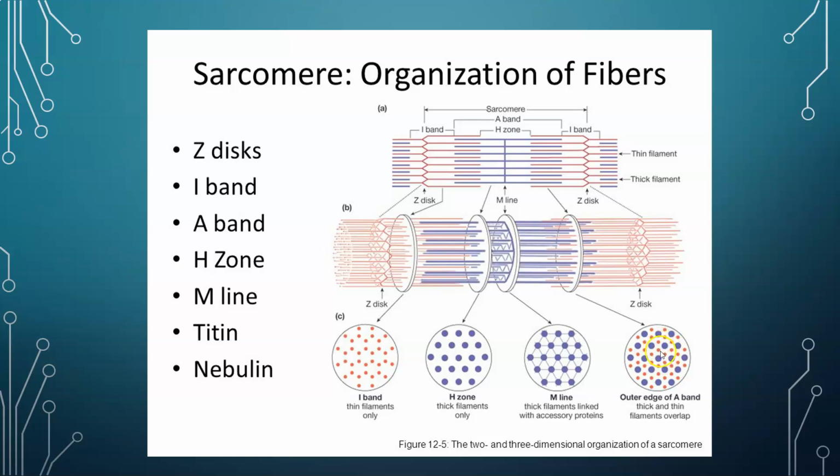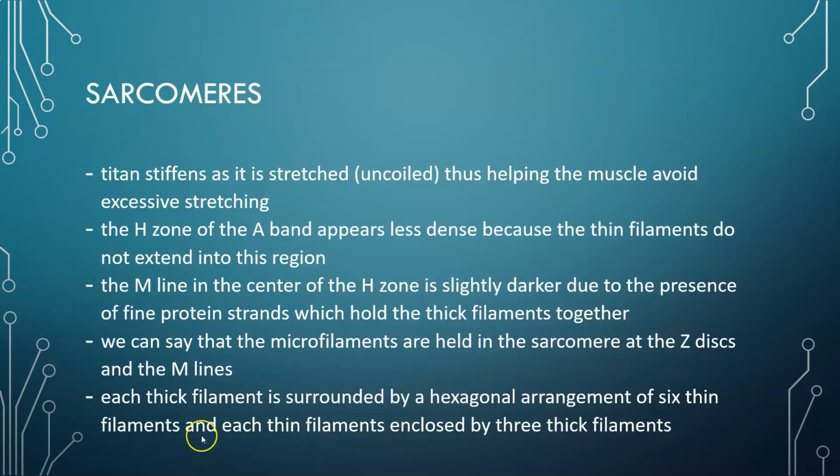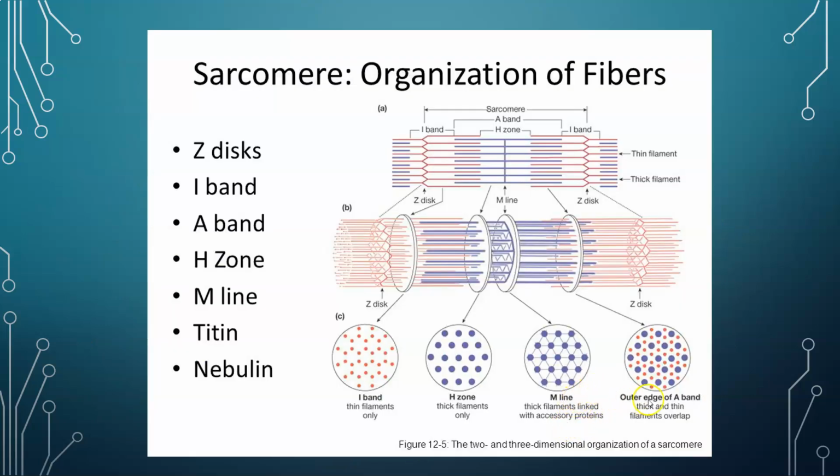So we can see that there is a vast amount of availability of attachments of actin to myosin when we have contraction. So we say that each thick filament is surrounded by a hexagonal arrangement of 6 thin filaments, and each thin filament is enclosed by 3 thicks. So again, we can see here that they all have this very tight arrangement.